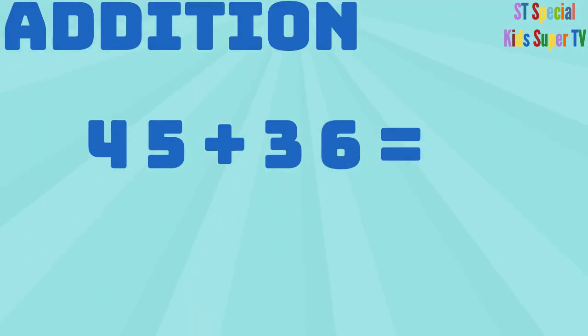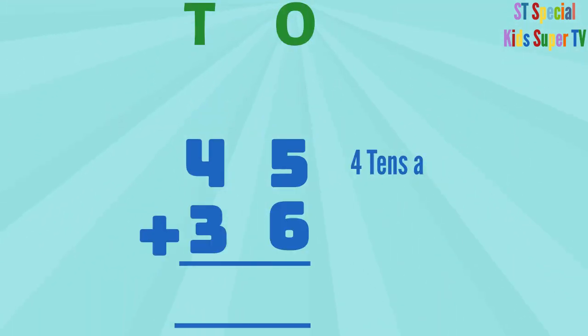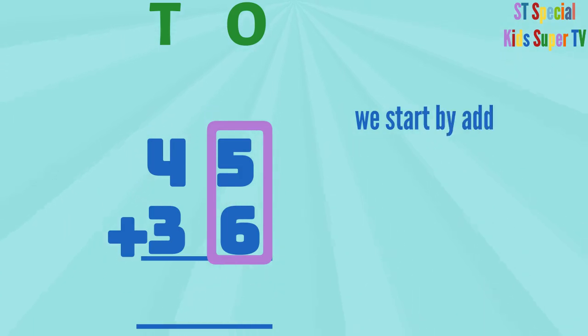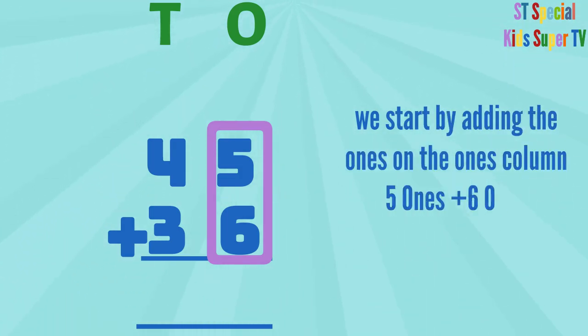Let's now calculate 45 plus 36. 45 has 4 tens and 5 ones, while 36 has 3 tens and 6 ones. We start by adding the ones in the ones column. 5 ones plus 6 ones.